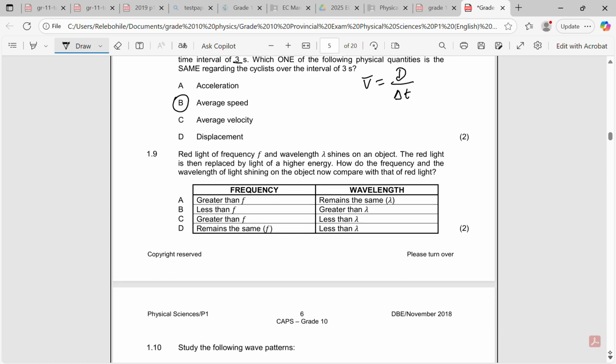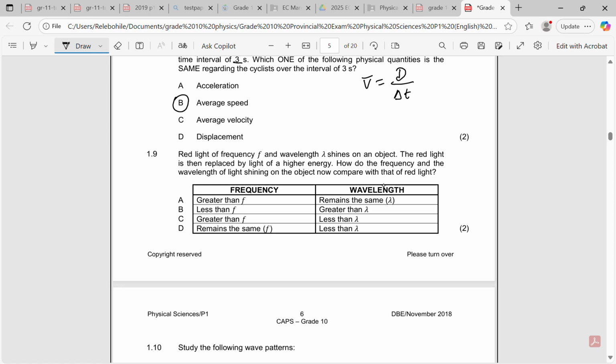Now let's look at 1.9. 1.9 says we have a red light of frequency f and wavelength lambda which shines on an object. The red light is then replaced by light of a higher frequency. How do the frequency and the wavelength of light shining on the object now compare to that of the red light?